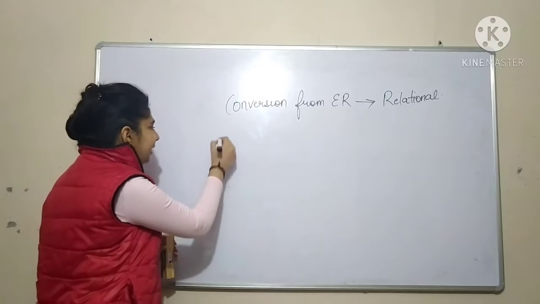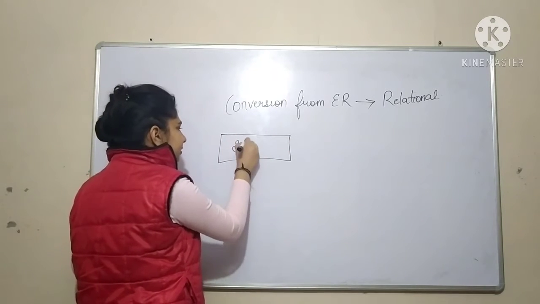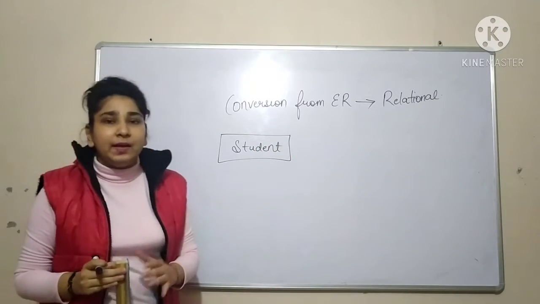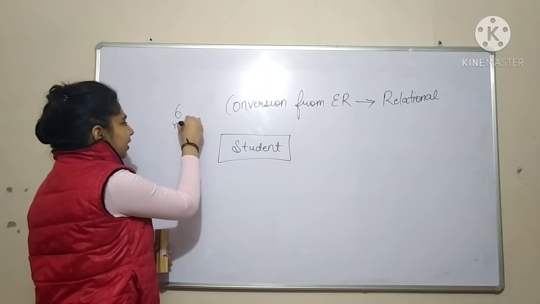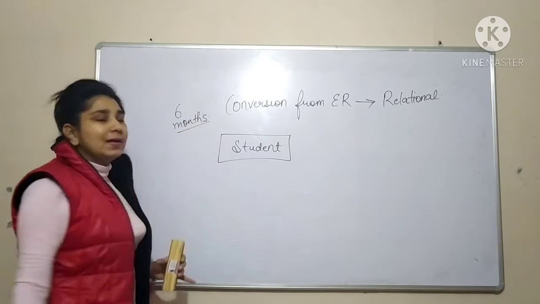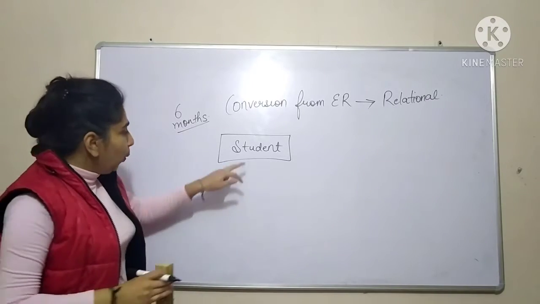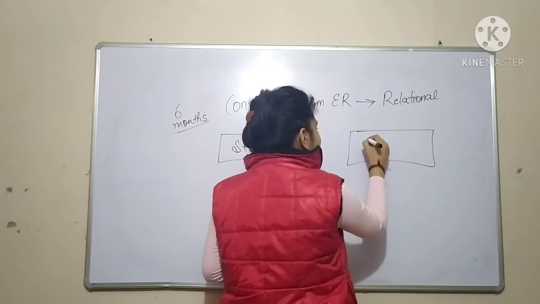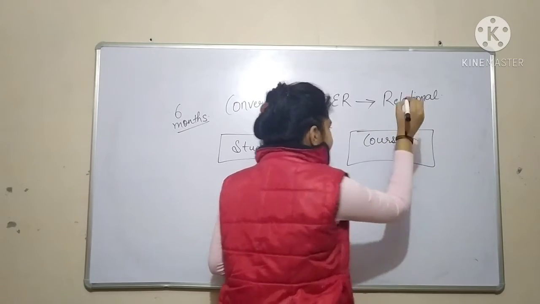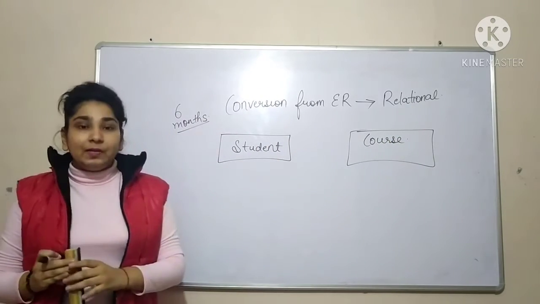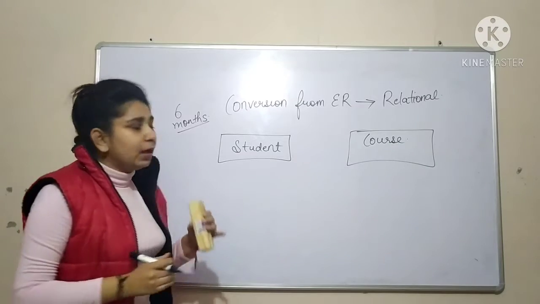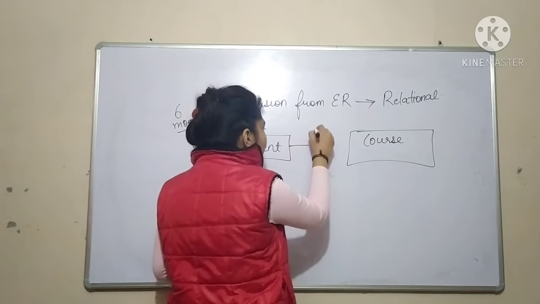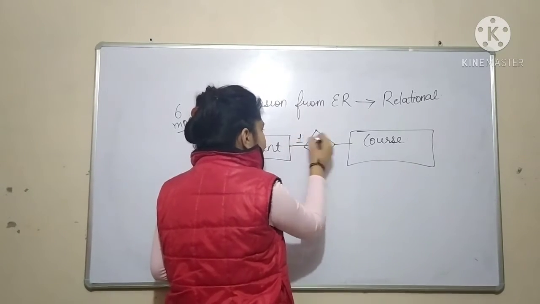So we have one entity, student. Let's suppose we are having 6 months industrial training in our college. So one entity we have is student and the other entity is, let's suppose, course. Let's assume that there is a one-to-one relationship between these two entities.